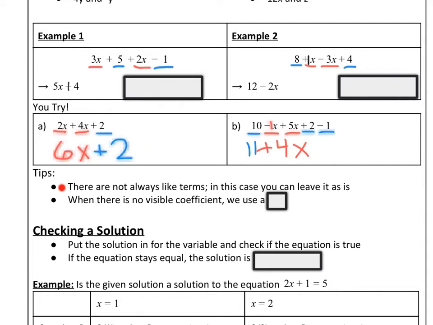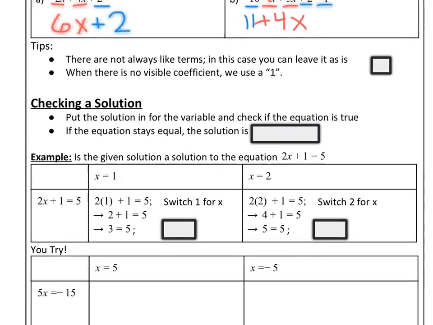Some things to remember, tips. There are not always like terms. In this case, you can leave it as is. For this example, we had a 2 that did not combine with anything, so we just left it as plus 2. That is okay. When there is no visible coefficient, we use a 1, as we did in some of these examples up here, just like this minus x or this plus x. We just add a 1 right in front. It helps us a little bit with our addition or subtraction.